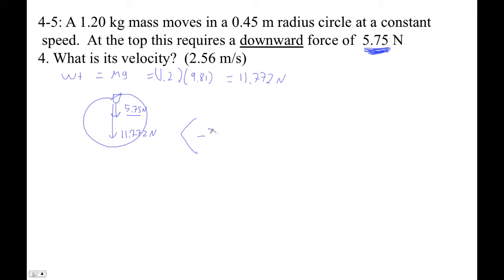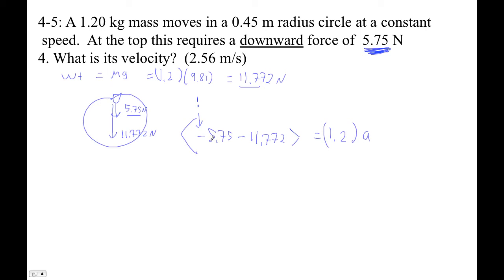All right, so we go negative 5.75. Just be careful. What kids do is they forget that. Don't forget that. If it says we're pulling down on it, or if there's a tension in the string, that gets a little more tricky. Well, if it's a tension in a string, you've got to be pulling down. You can't push up with a string. And then this weight is negative 11.772. Gravity is always down. And that equals 1.2 times an acceleration. Now this acceleration will be negative, but its absolute value will be the centripetal acceleration.